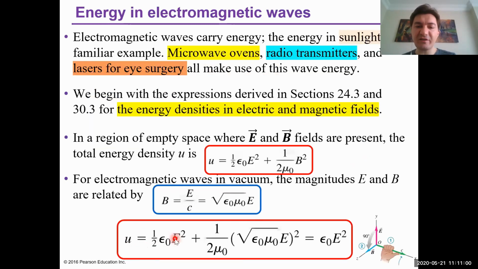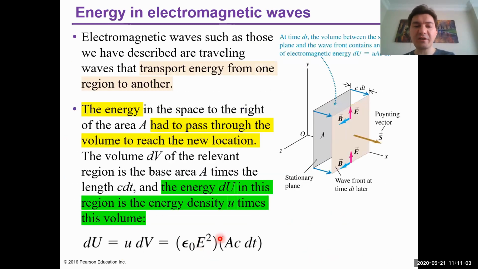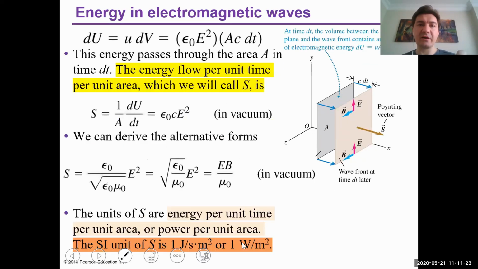And total energy density is given with that expression, put it there, and the volume here is given by area times dx, which is c times dt. C is velocity, and this is dx. So this is the volume here, then put it there, and finally we can get that expression. So what do you see here? This energy passes through the area in time dt.